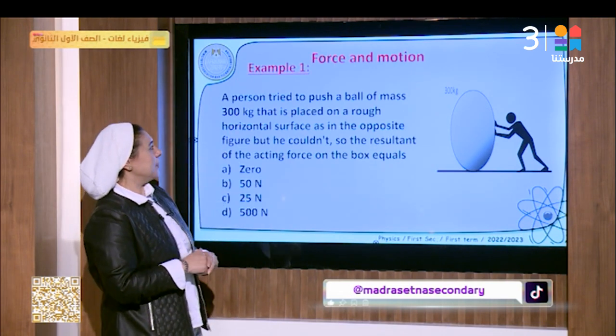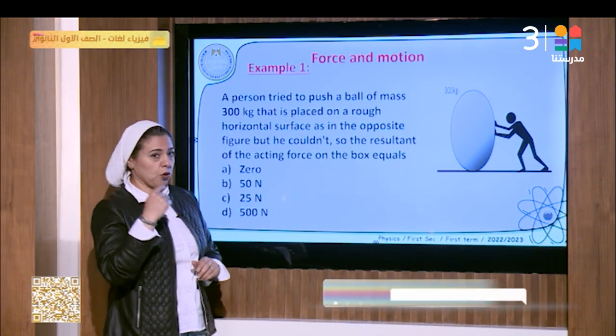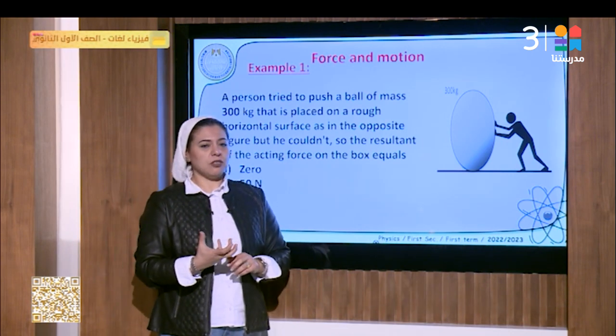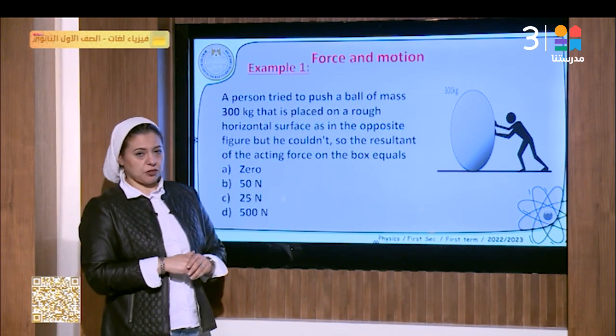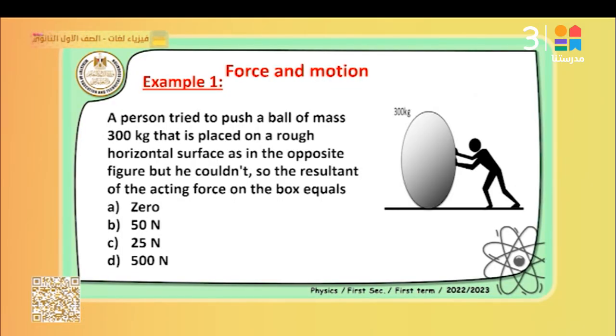Okay, we will take some examples, but to be sure or to verify the comprehension of the meaning of inertia or Newton's first law. If you have a ball here with a mass of 300 kilogram and you have an object or a person that pushes the ball. They are placed on a rough horizontal surface as in the opposite figure, as we see. It's on the ground. So the resultant of the acting force on the box equals. And this box or this ball is not moving.